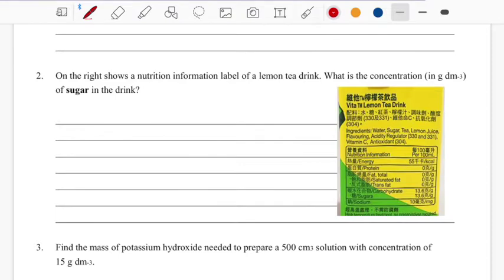On the right shows the nutrition information label of a lemon tea drink. What is the concentration in gram per dm cube of sugar in the drink? So let's take a look. Sugar is at this part, and that's 13.6 gram per 100 ml. So we need to convert the unit into dm cube first.